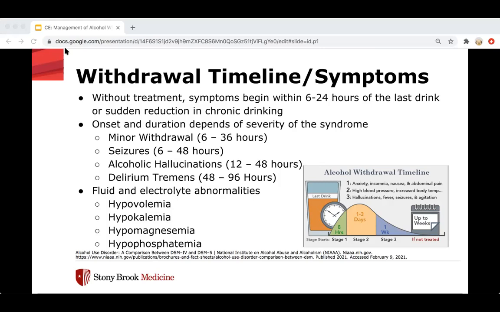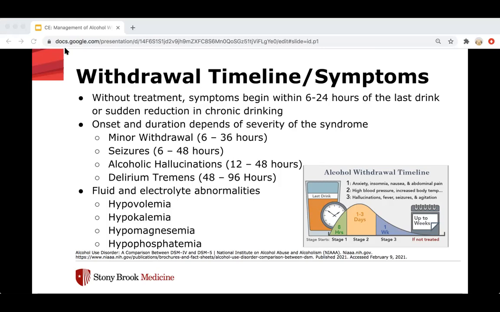Next, we have alcoholic hallucinations. They occur in 12 to 48 hours after the last drink. These can be visual, auditory, or tactile hallucinations, but it's important to note at this stage, these patients still have normal vitals and a normal mental status. They're fully aware of the fact that they're hallucinating.